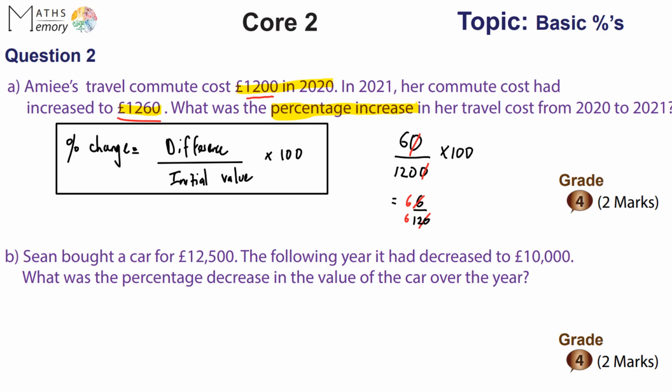The final answer would be 1 over how many 6s are in 120: 20. Now times that 1 over 20 by 100. This will give you 5%.